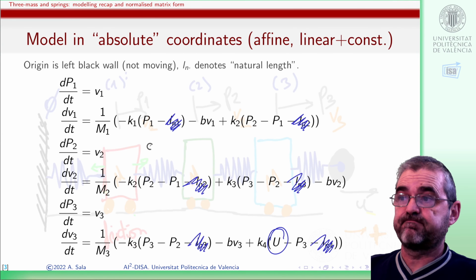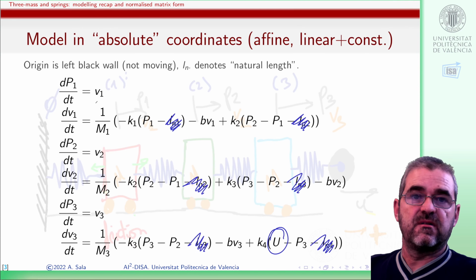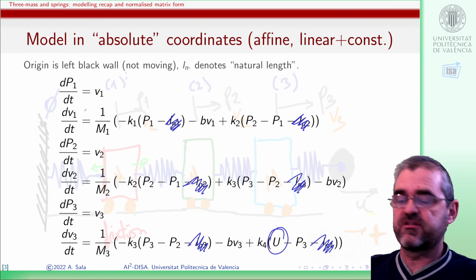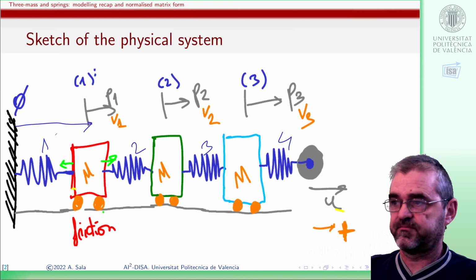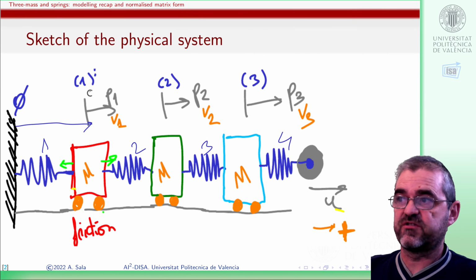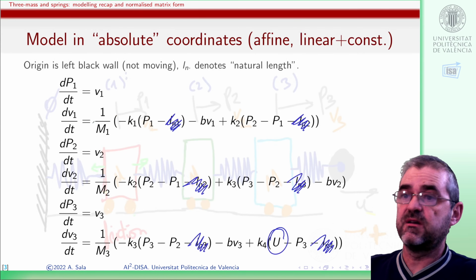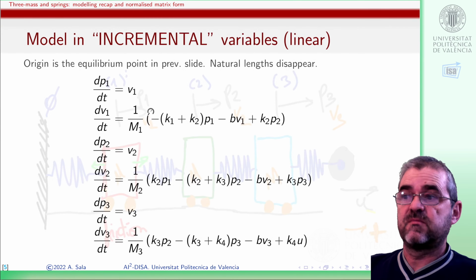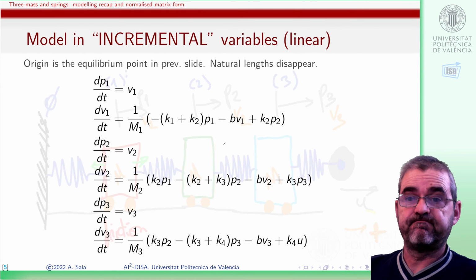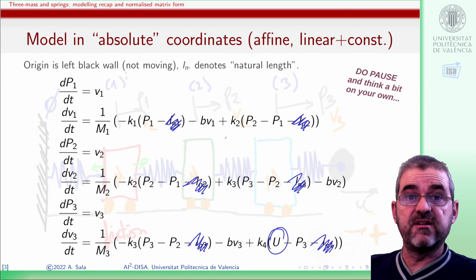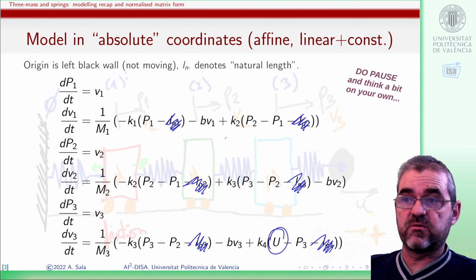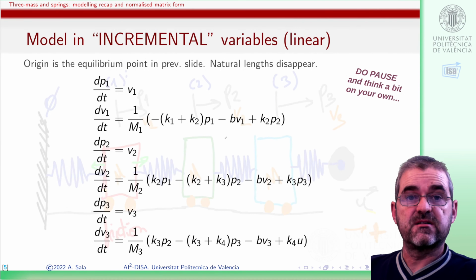And if I change from capital P, indicating the positions measured from this point, to lowercase p, indicating the incremental positions from the equilibrium, then changing to lowercase just yields these equations. Again, I let you derive it by looking at these equations, pausing the video, so you will get this equation, which is the linearized model around the equilibrium.